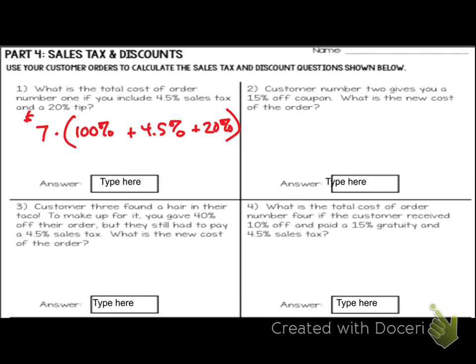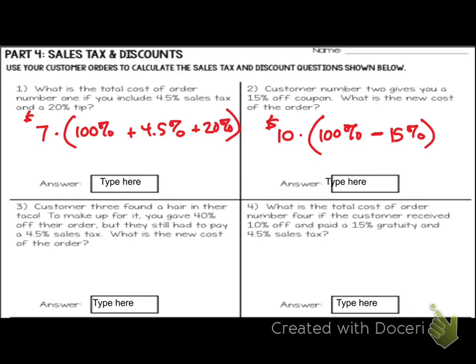It says customer number 2 gives you a 15% off coupon. What is the new cost of the order? Now, that's what we call a discount. So if I'm just making up a number, let's say that cost was $10. I don't know what you have for customer number 2. It's going to look similar to what we had here in number 1. We're going to do 100% because we're doing 100% of the bill. However, a 15% off coupon is taken away. So we take 15% off, and then you would put your answer in there.